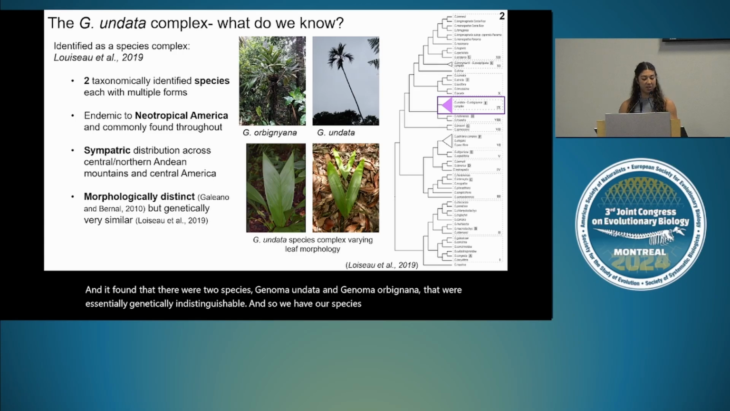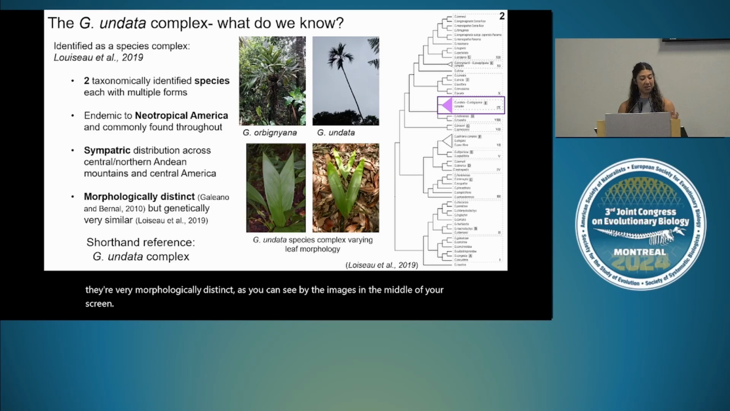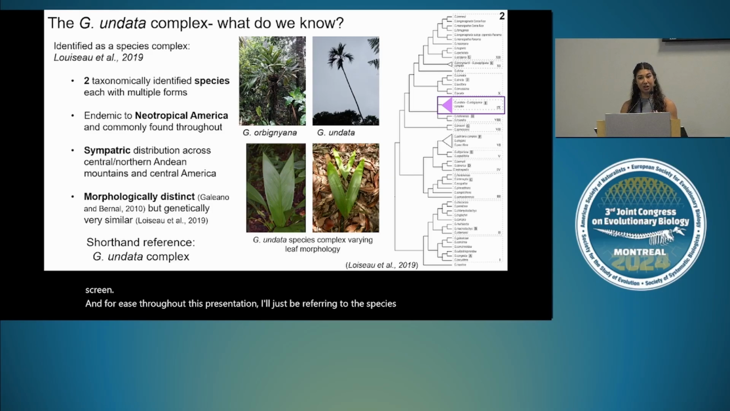These two species are endemic to Neotropical America and are commonly found throughout. They're completely sympatric in growing distribution, and though they're very genetically similar, they're very morphologically distinct, as you can see by the images in the middle of your screen. And for ease, throughout this presentation, I'll just be referring to the species complex as the G. undata complex.